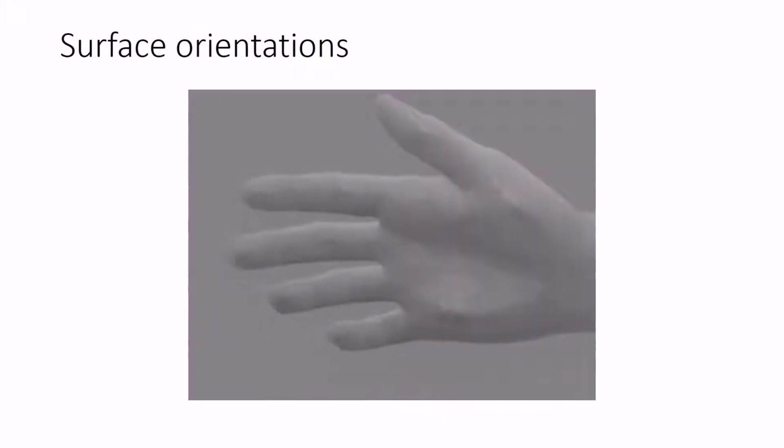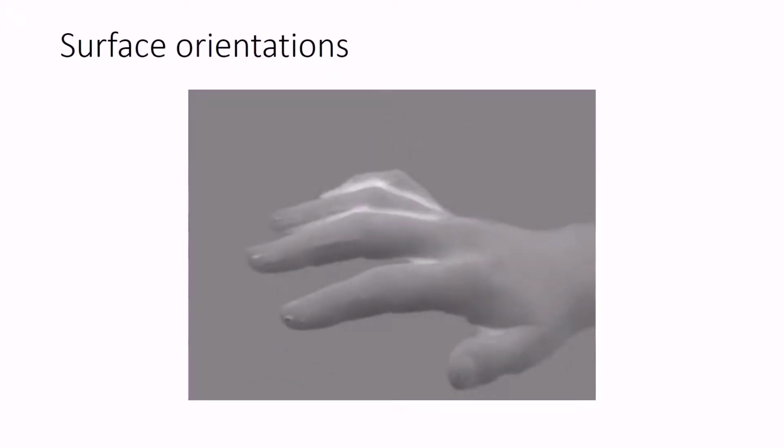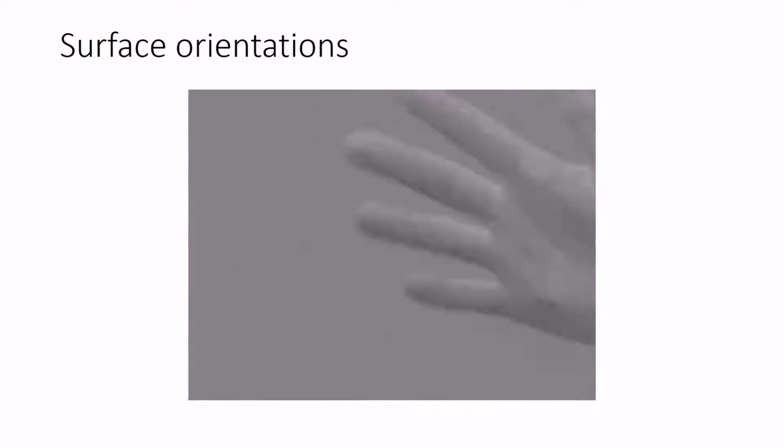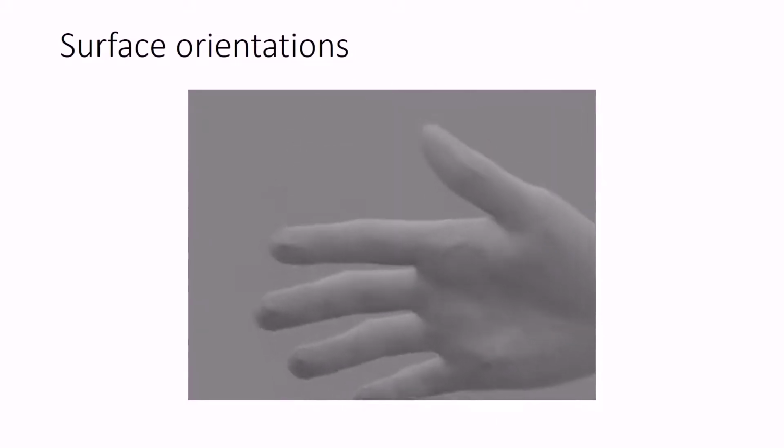Using a wider spacing between the light sources, we obtain information about surface orientation in a similar fashion to photometric stereo.